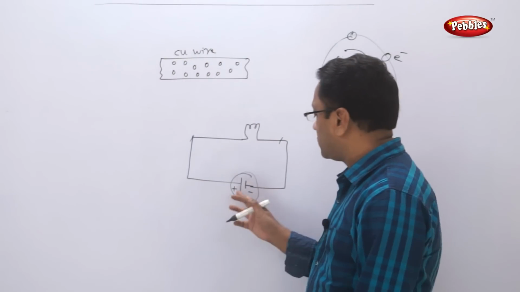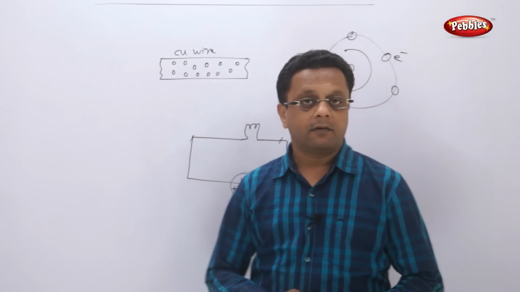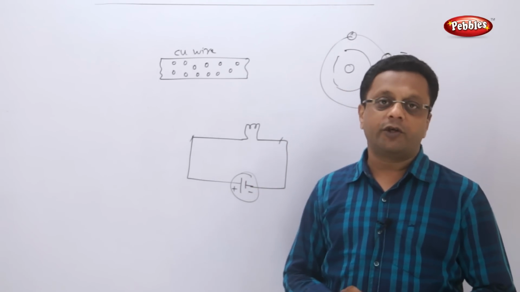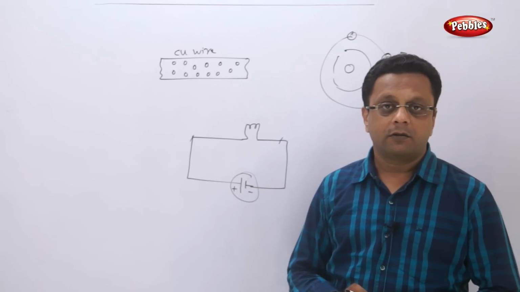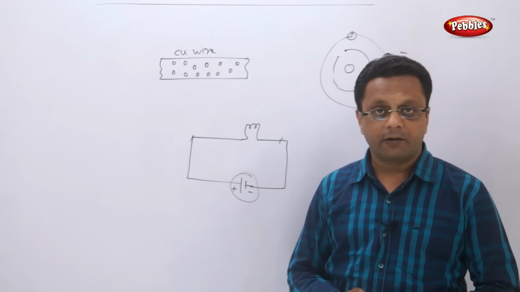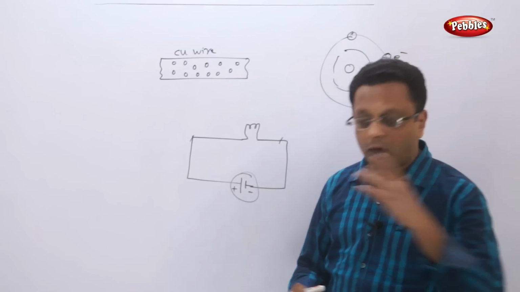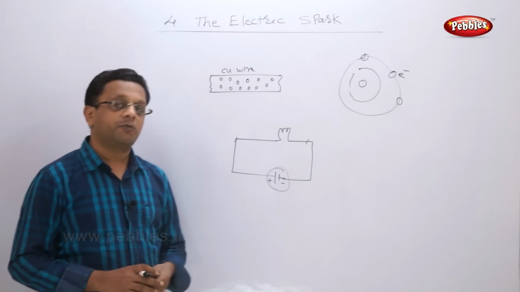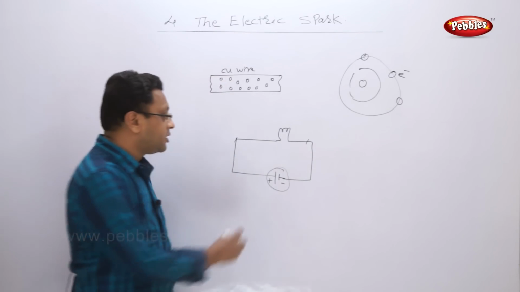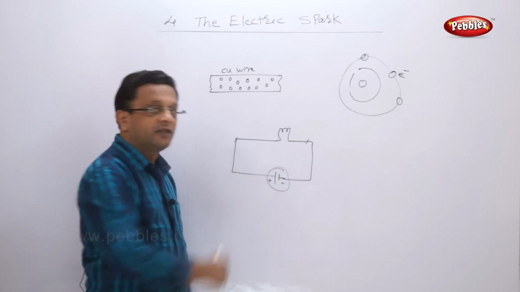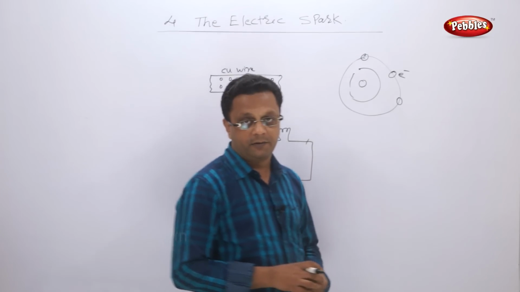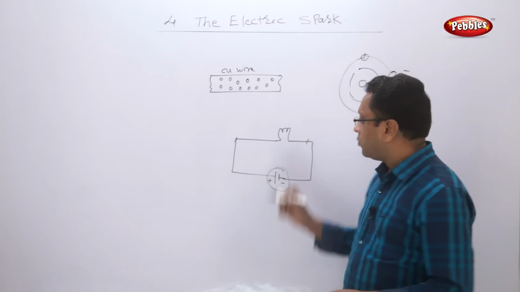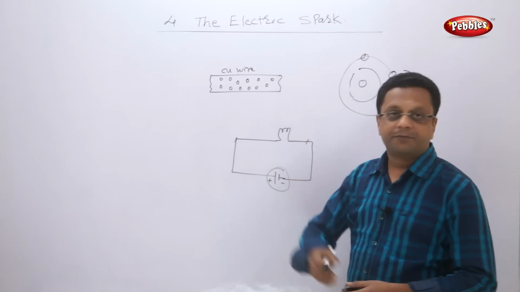Battery has a positive and negative side. Once we connect it here, we know that positive is always at a high level and negative is always at the lower level. Now what will happen? We know that the electrons are negatively charged particles. Whenever this difference of level is there, immediately they start flowing to the positive side. And now the circuit is said to be completed.